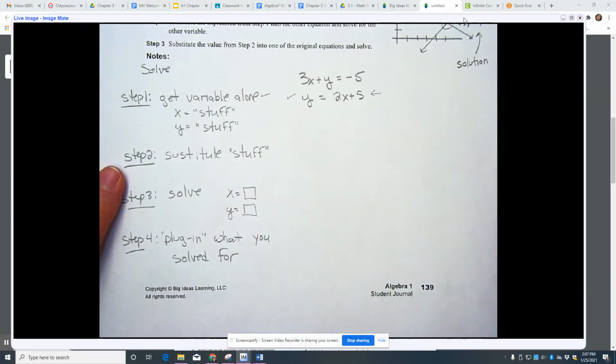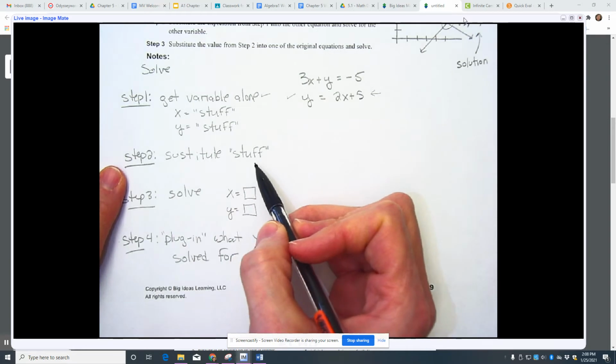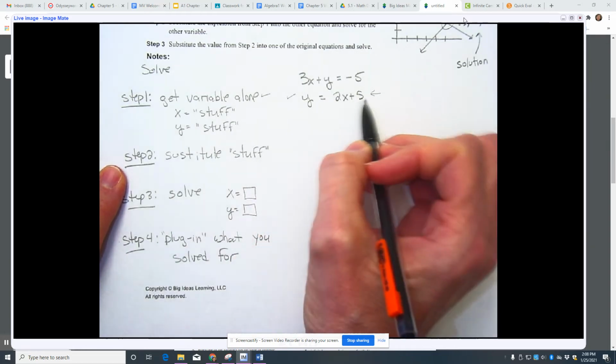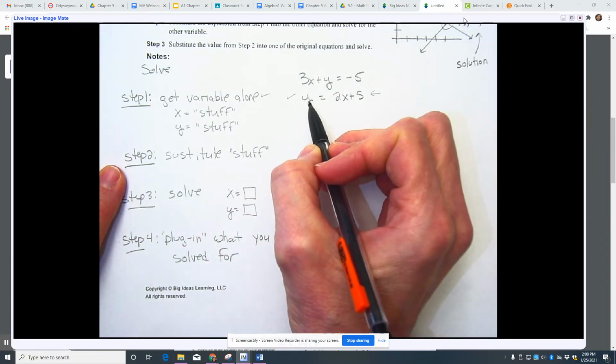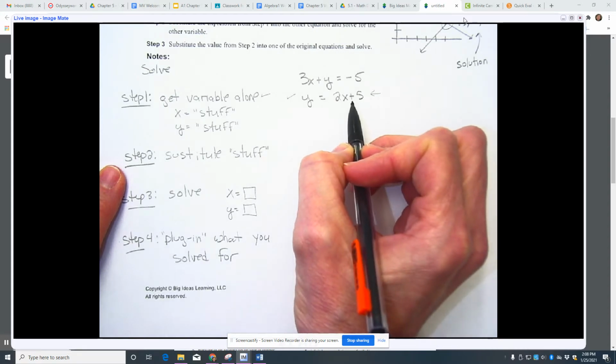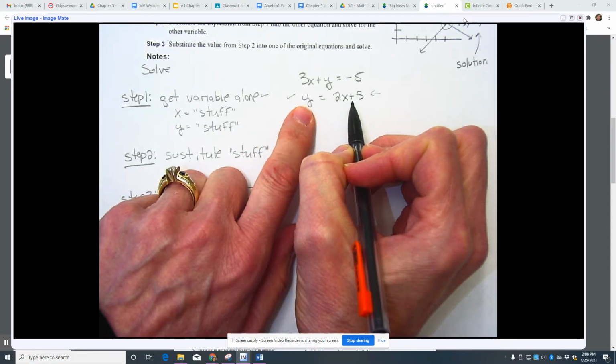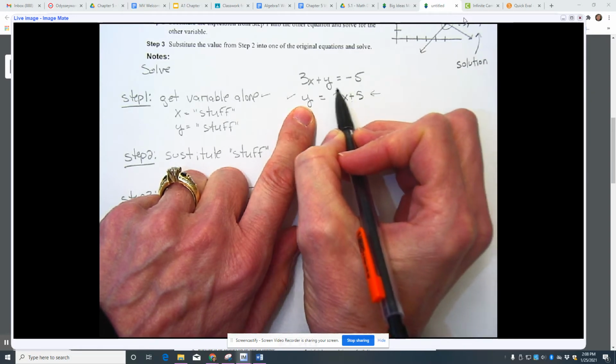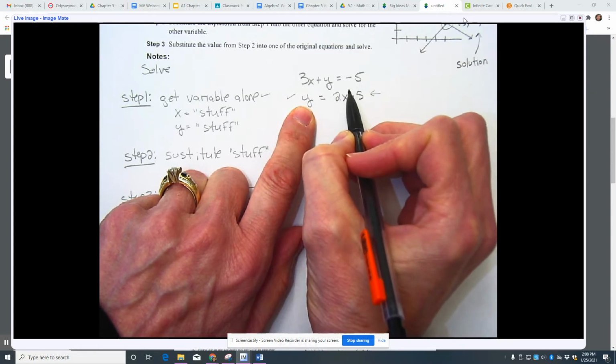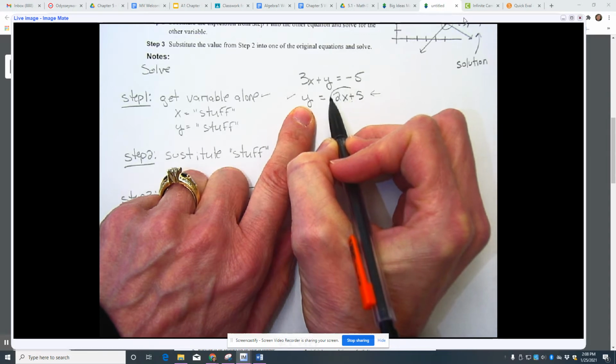Okay, now step 2 says substitute the stuff. So let's go back up here. This is y equals stuff, okay? So what that means is wherever there's a y, I can replace it with all of this. I want you to circle this.